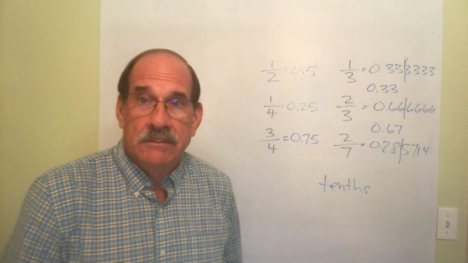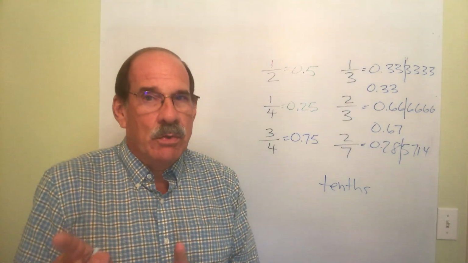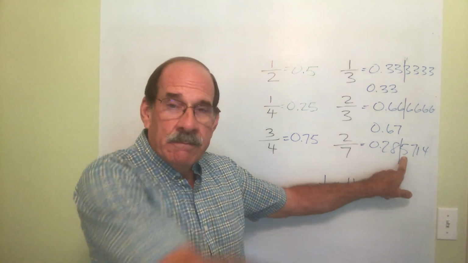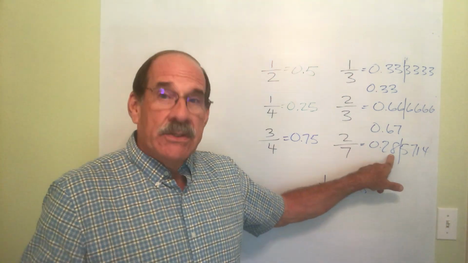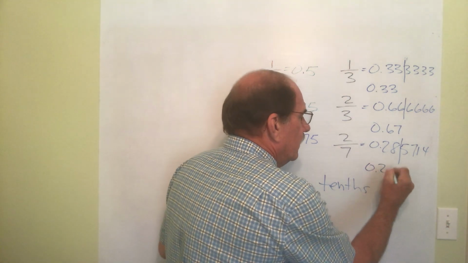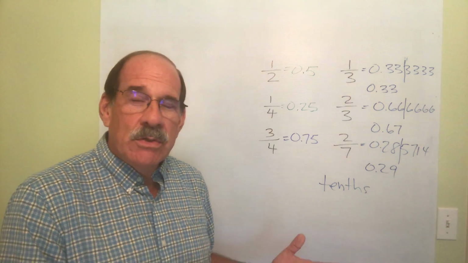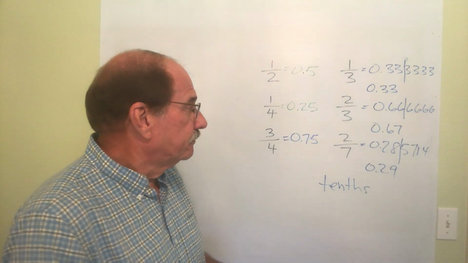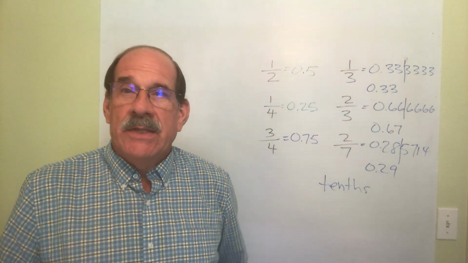Right there at 0.28. But whoa, it's not 0.28 though, because that next number that I'm dropping is 5 or more. It's 5. You make this the next higher number. So this becomes 0.29. That's what you do with these fractions. You have to convert them into decimal numbers. That's the way it works.